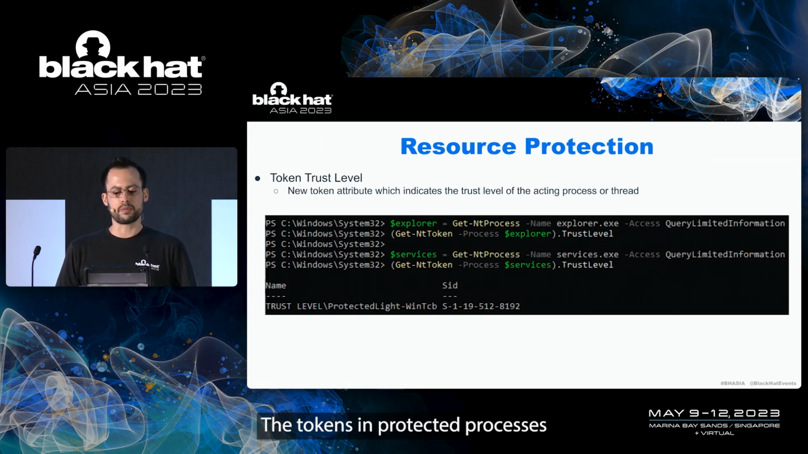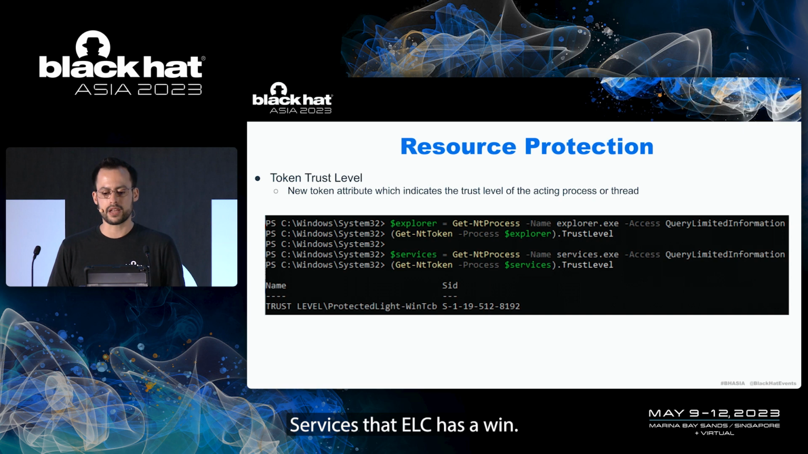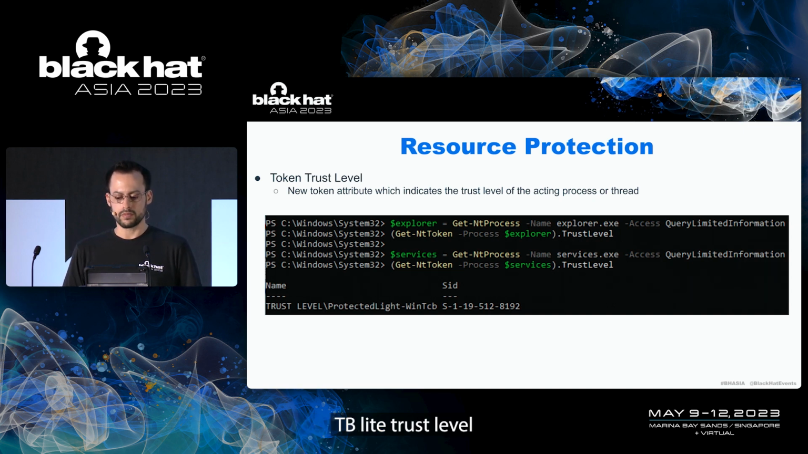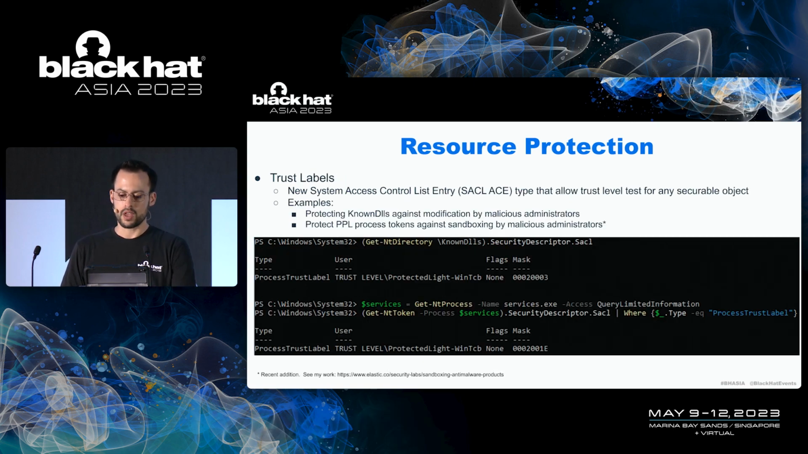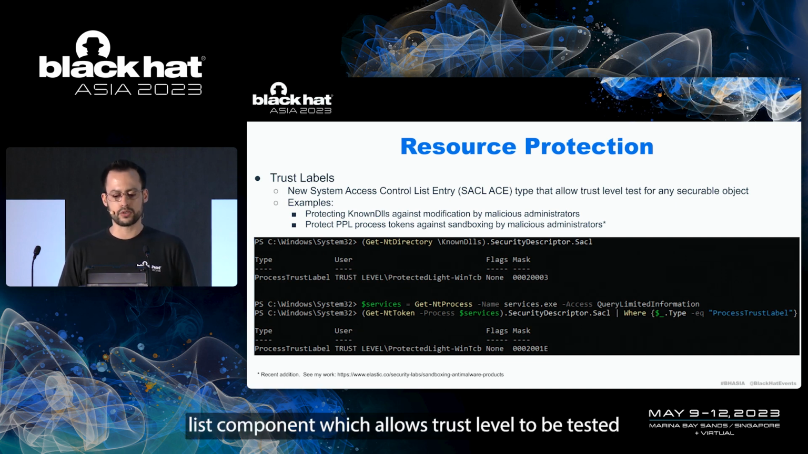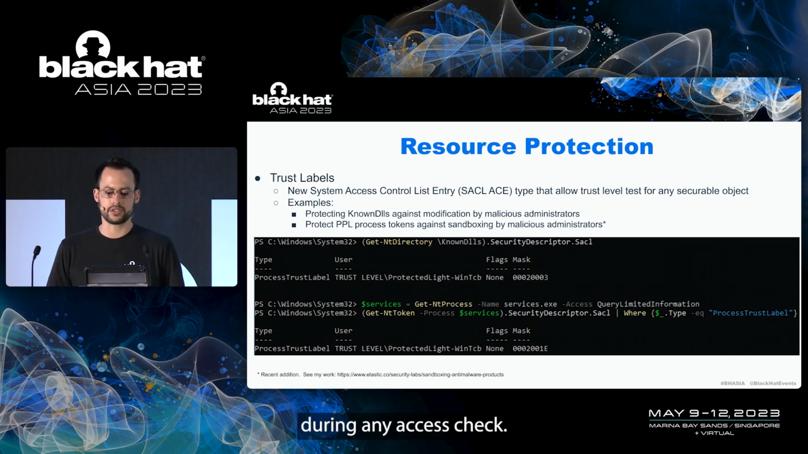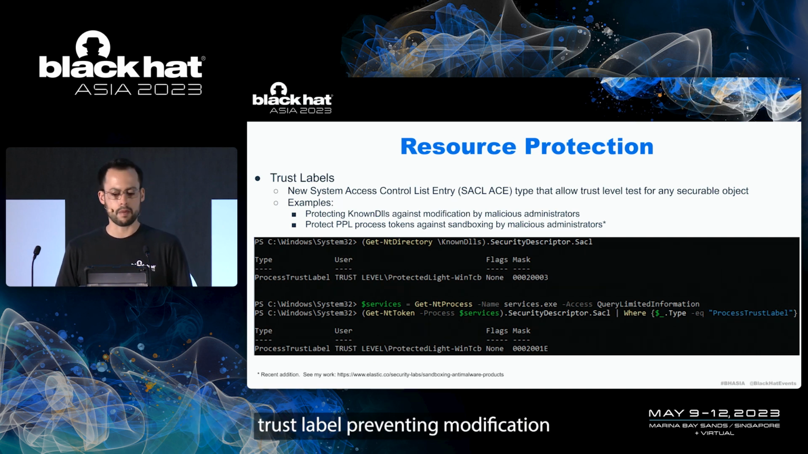The tokens of protected processes include an attribute called a trust level. Here we can see explorer.exe has no trust level set, yet services.exe has a WinTCB Lite trust level. Trust levels are checked against trust labels. Trust labels are a system access control list component which allows trust level to be tested during any access check. For example, the known DLLs cache is protected by a WinTCB Lite trust label, preventing modification even by malicious administrators.